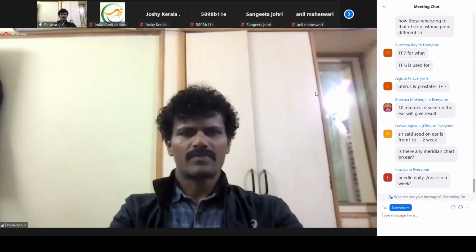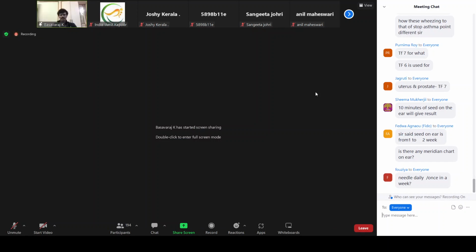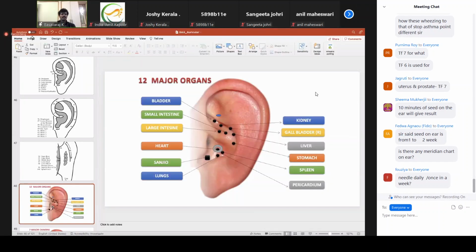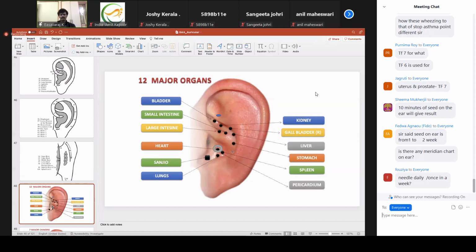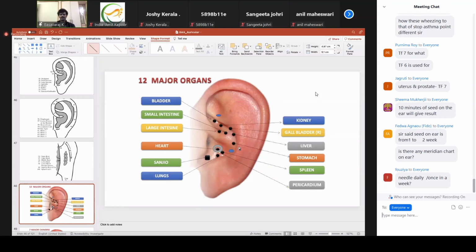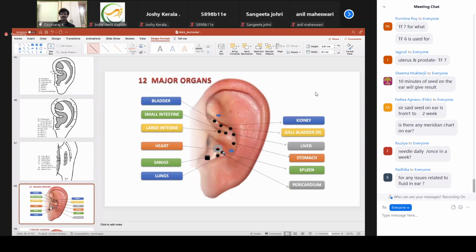Needles you can do once a week or twice a week. Here the spleen point is a little inside. I will correct that. This is the spleen area. All are in the right position. The only thing is, your spleen went a little inside. You can correct that. This is the spleen.